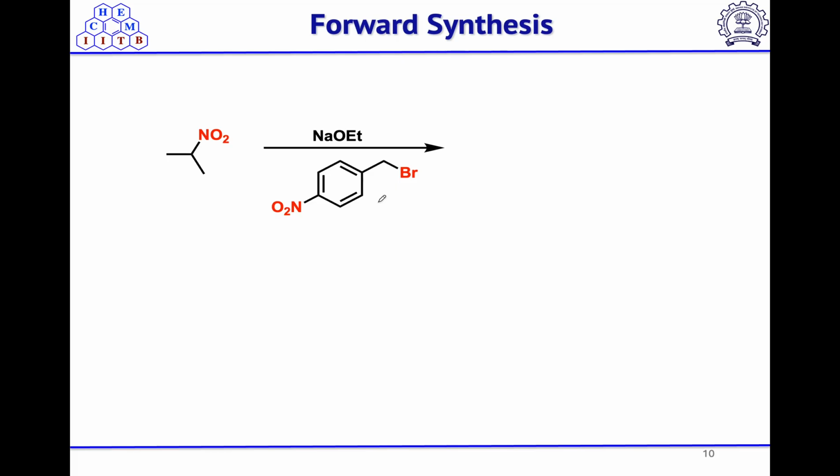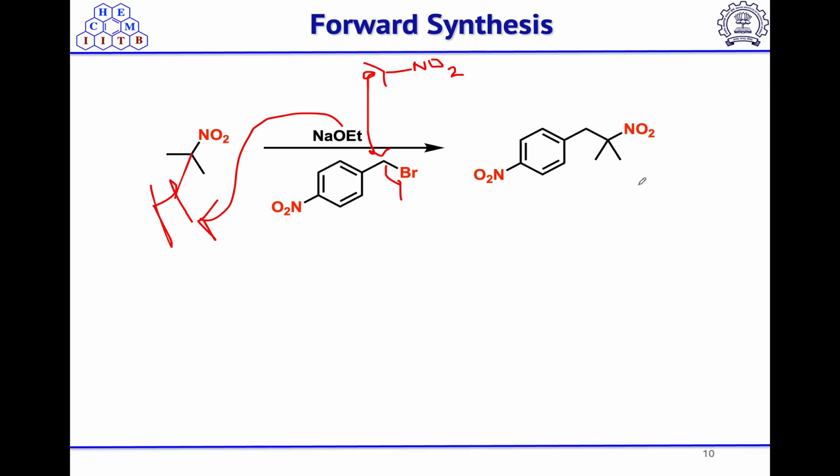Basically, this is the acidic proton. So sodium ethoxide will abstract this proton, right? And it will generate this carbanion alpha to the nitro. Now this will act as a nucleophile, and the electrophile is this para-nitrobenzyl bromide. So the SN2 reaction will take place, okay, and you'll get this product.